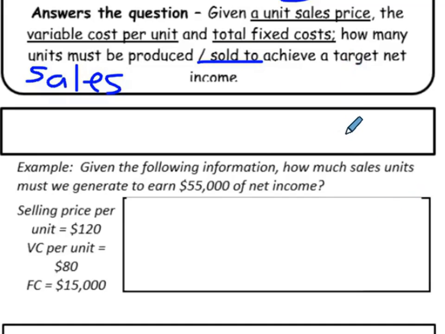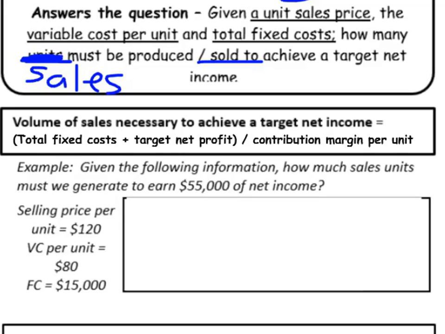So in this case, it's how much sales must be produced, not units, but how much sales must be produced in order to achieve a target net income. Let me cross out that unit area. Okay, let's go ahead and take a look at the formula.